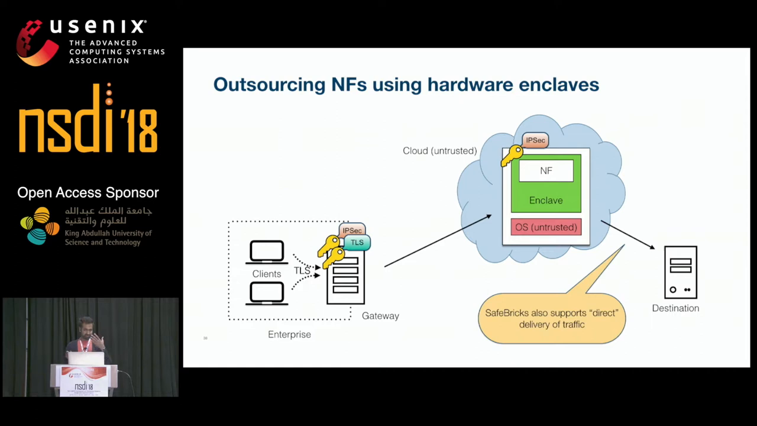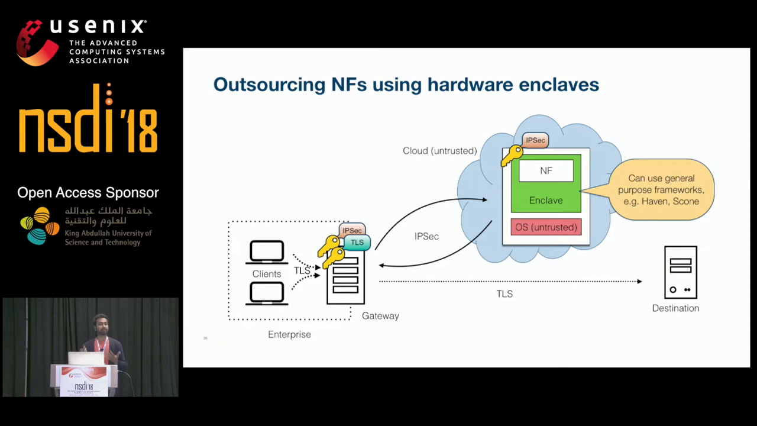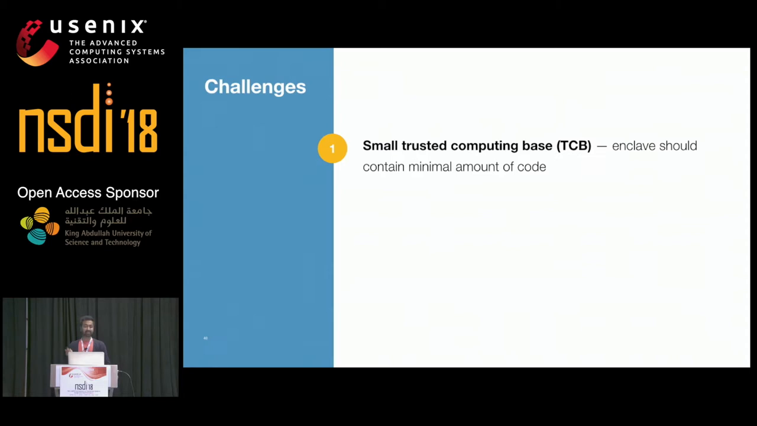The question that remains now is how do we run an NF inside an enclave? And for that, it is possible to use one of a number of general purpose frameworks like Haven or Scone that run arbitrary binaries inside an enclave. But using such general purpose frameworks is undesirable. And that is so because we want to limit the amount of code that we put inside an enclave. In other words, we want to reduce the size of the trusted computing base as much as possible.